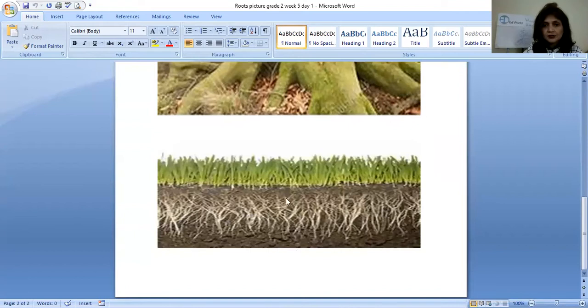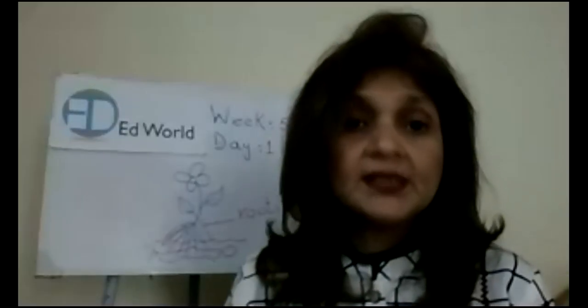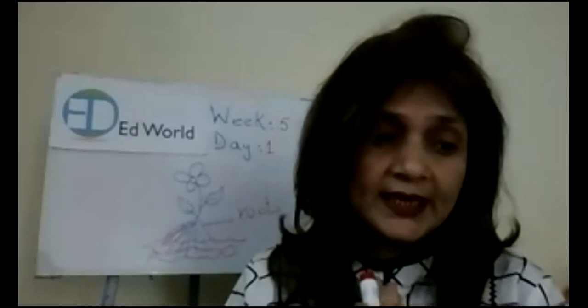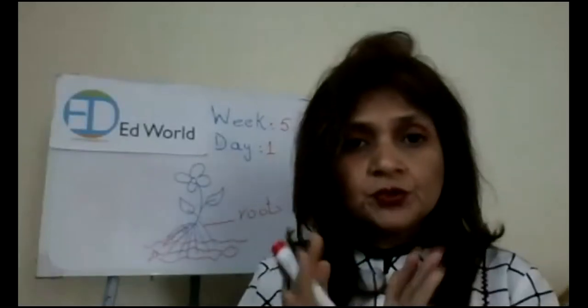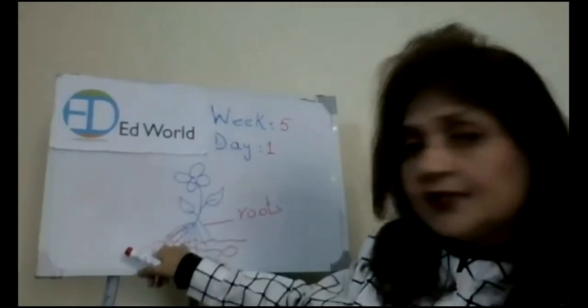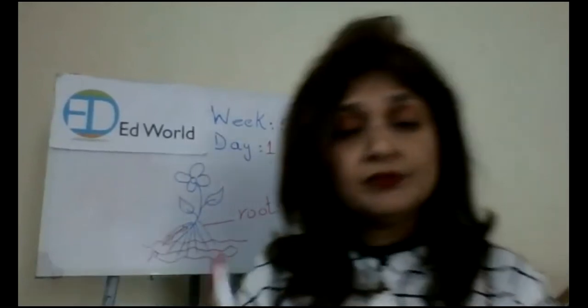These are different roots. The different types of plants are growing, and the pictures have shown the roots. Now what happened, children? Actually, what is a root? What is actually the function of the root? The root fixes the plant in the soil. See, it is fixing the plant in the soil. This is the first function. It fixes the plant in the soil.